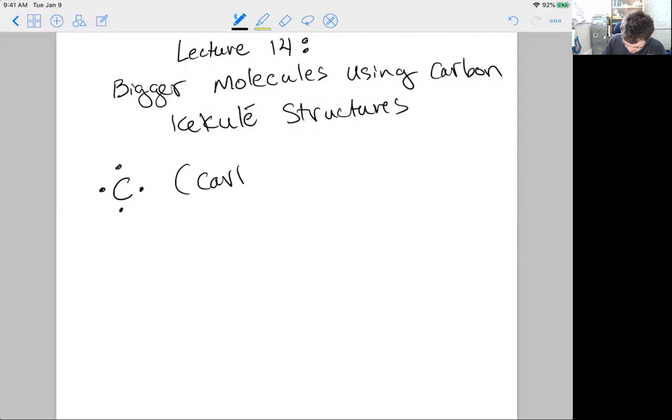So carbon's 4 valence electrons spread out in the Lewis dot structure.